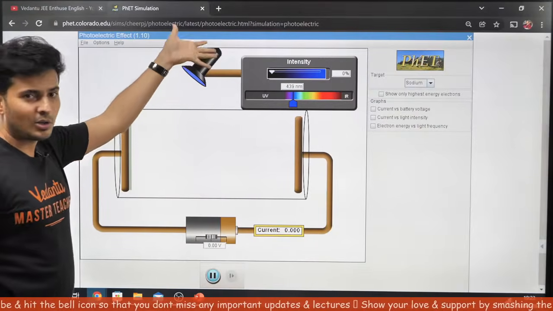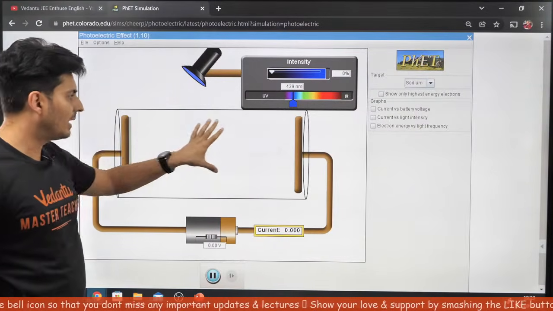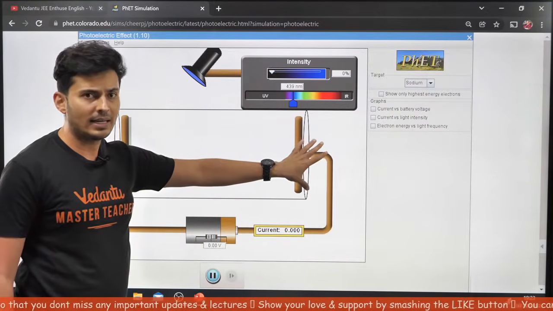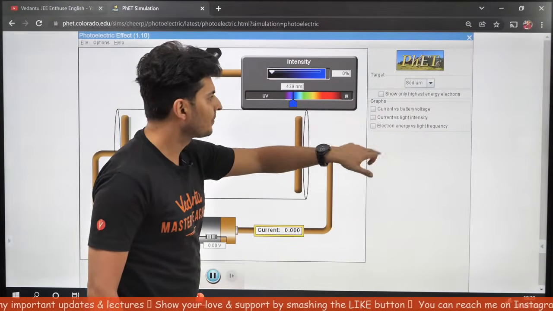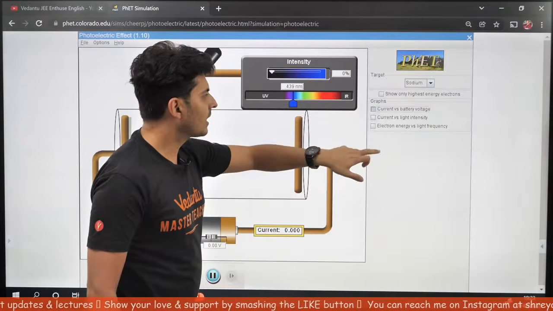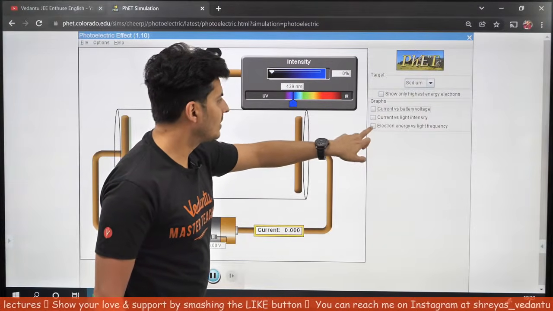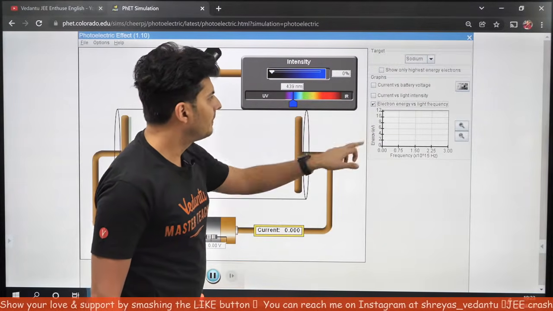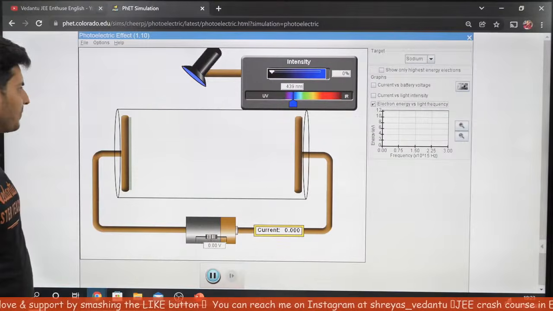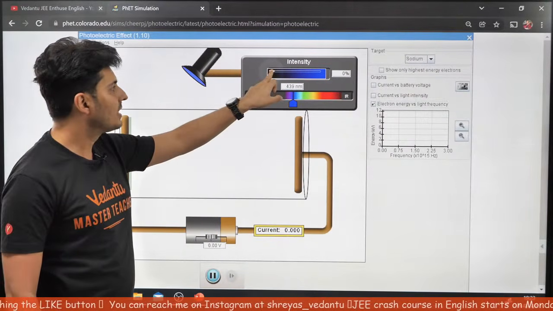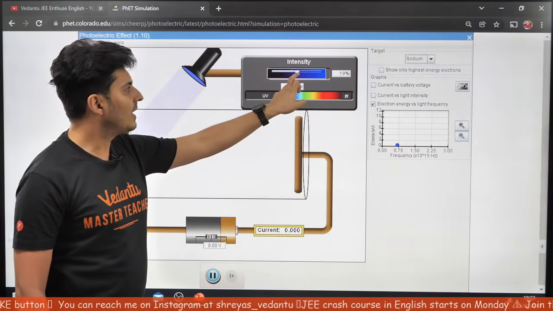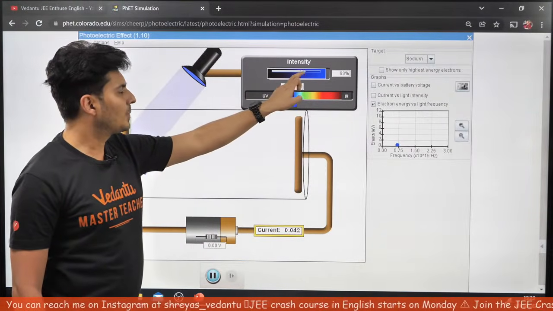This is the torch or light which falls on one plate, and the electrons are collected on the other plate, and we can also measure the current and all those things. So let's see the current also versus the light frequency. Now observe this. Let's start the photoelectric effect and see what happens. I can change the intensity. So I have started the light.